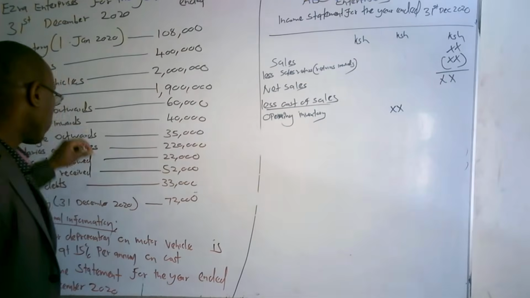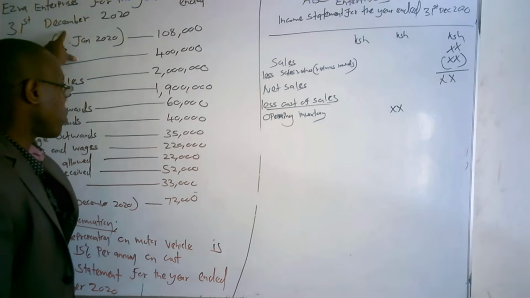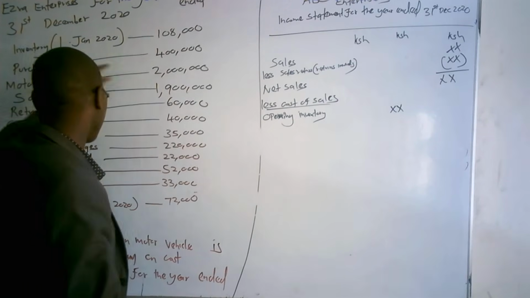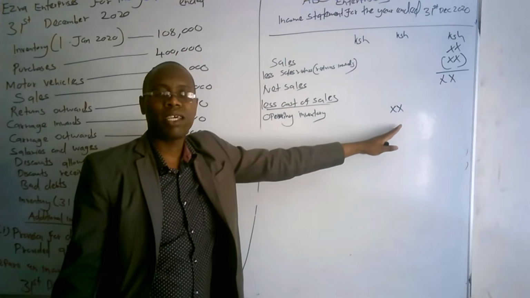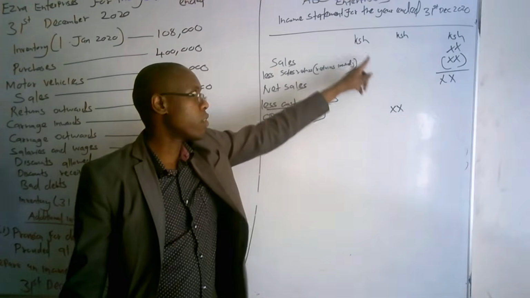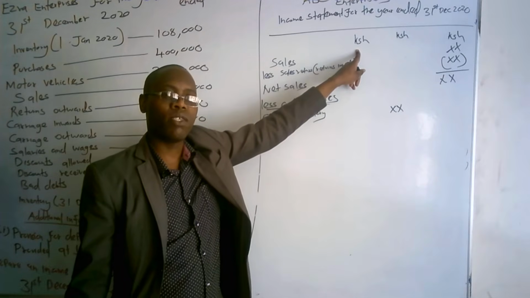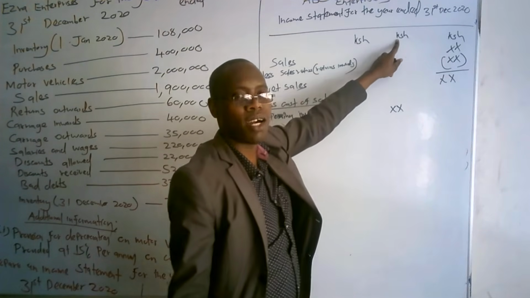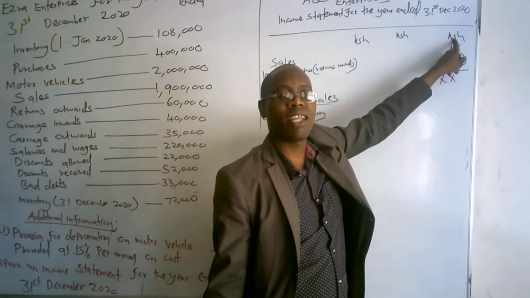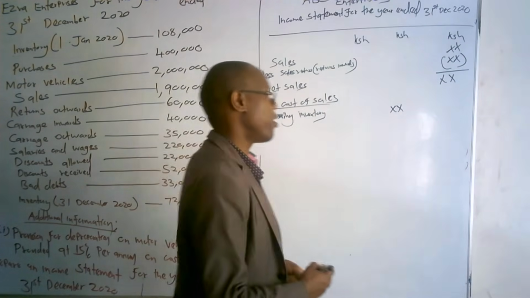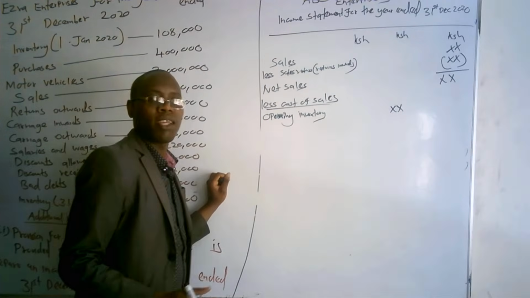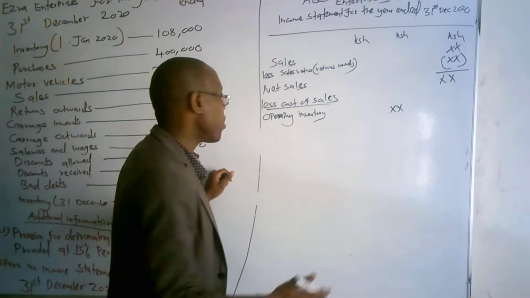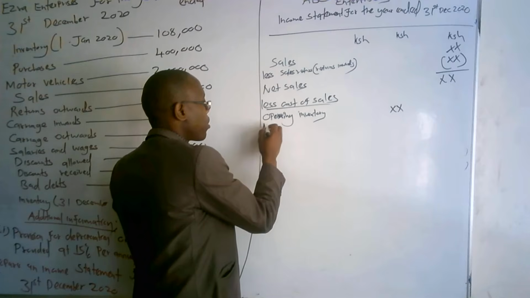So that opening inventory, when we are going to do the question, this opening inventory of 108,000 is going to be under the second currency sign there. So this is the first currency sign, which is Kenyan shillings, second currency sign, and also the third currency sign there. So the opening inventory is always captured in that second currency sign, and then we add purchases.